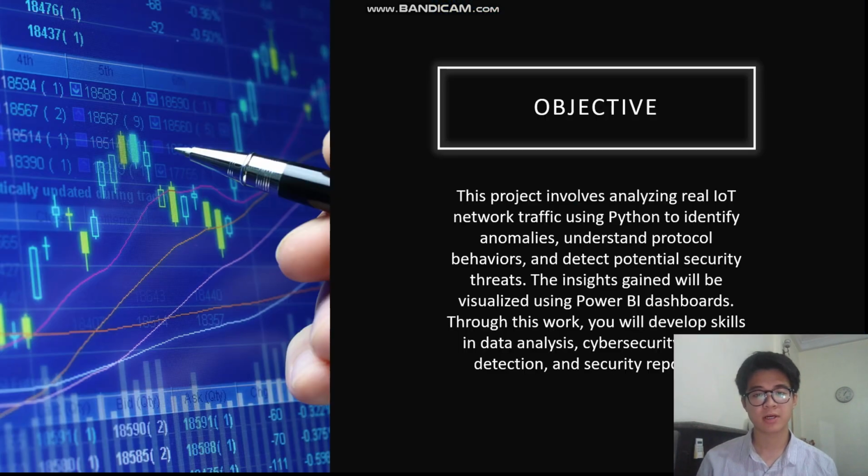We were supervised by Professor Trần Hùng from the .com lab. Let's begin with the objective of our project. Our main goal was to analyze real IoT network traffic using Python. Through this, we aim to identify anomalies, understand protocol behavior, and detect potential security threats. We visualize the results through a Power BI dashboard, and through this process, we gain hands-on experience in data analysis, cybersecurity threat detection, and security reporting.